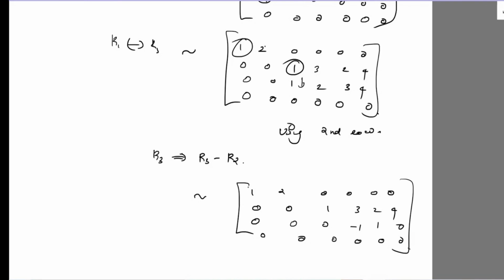Okay, now you can see that it is in echelon form because the positions of the leading coefficients are in increasing order, and also there is a 0 row at the bottom of the matrix. So it satisfies both the conditions. So the matrix is in echelon form.